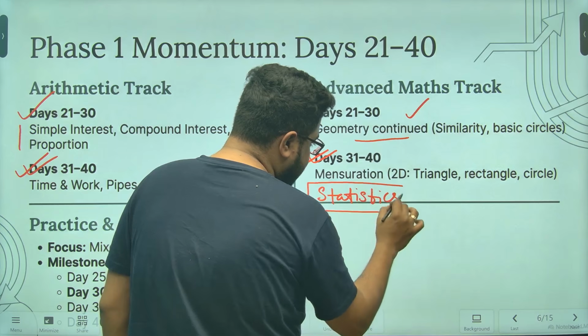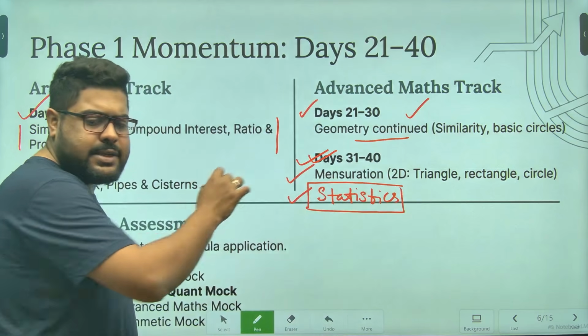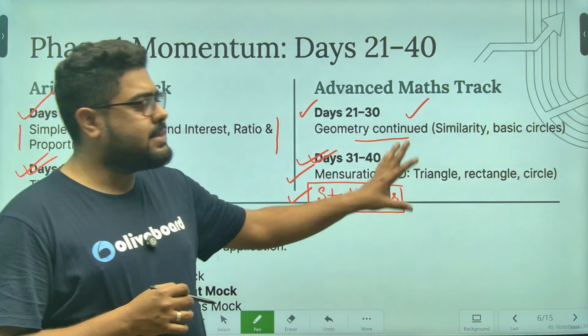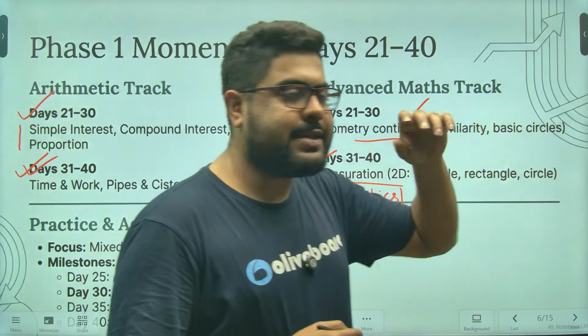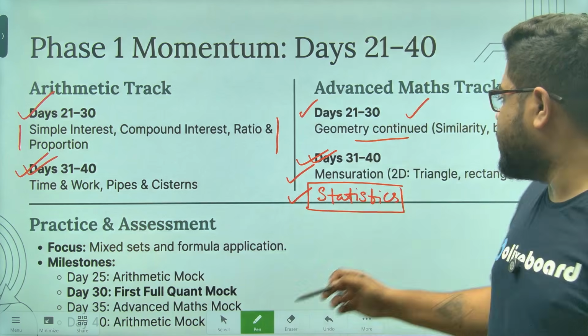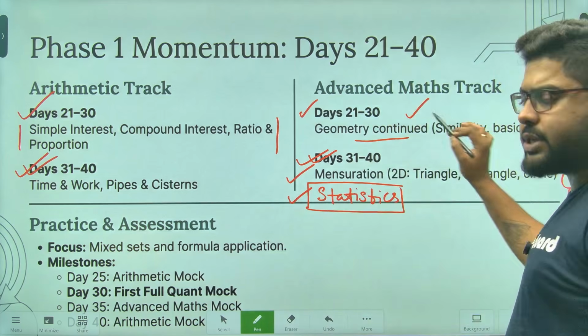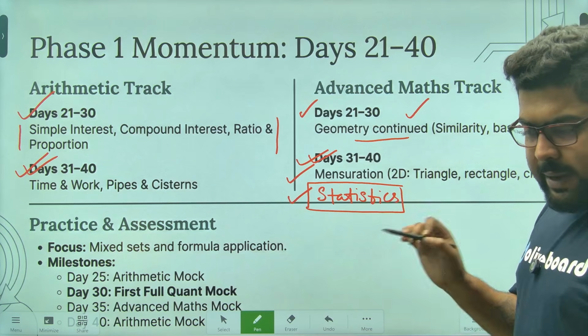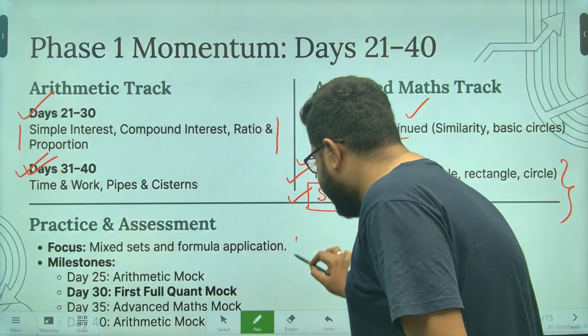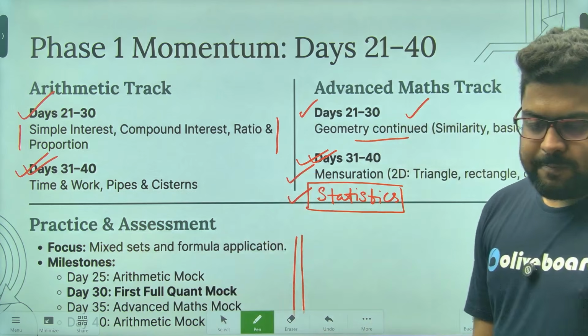Statistics is also very elementary. You don't need that much. The basics, the central tendency and the dispersion. Please add statistics. You should be able to do this because 2D mensuration is not that big. Now, again, I have given you some self checks which you can follow.